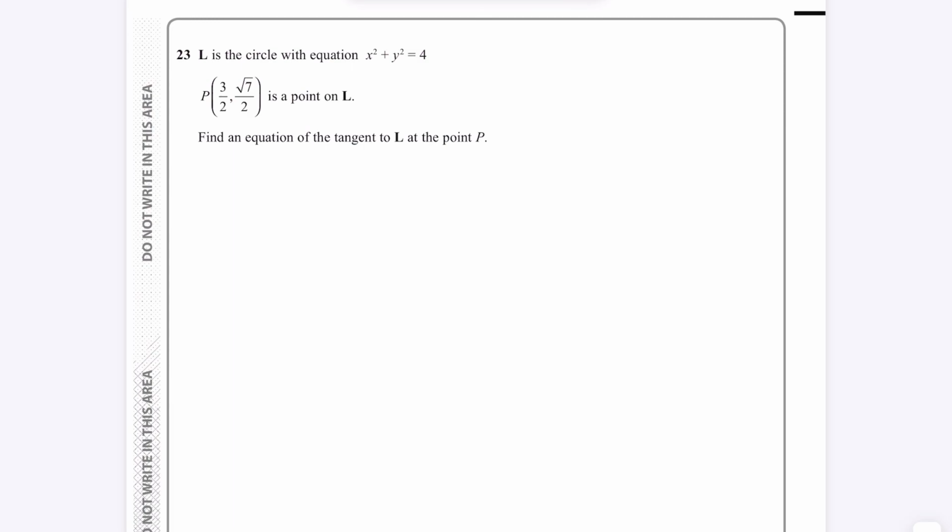And for the final question, x squared plus y squared is equal to 4, and P, 3 over 2, root 7 over 2, is a point on L. Find an equation for L at the point P. Okay, so we know it's a circle, so let's draw that here. That is a nice circle there.